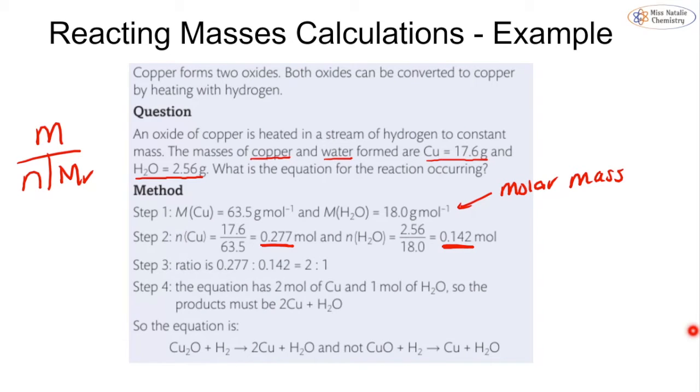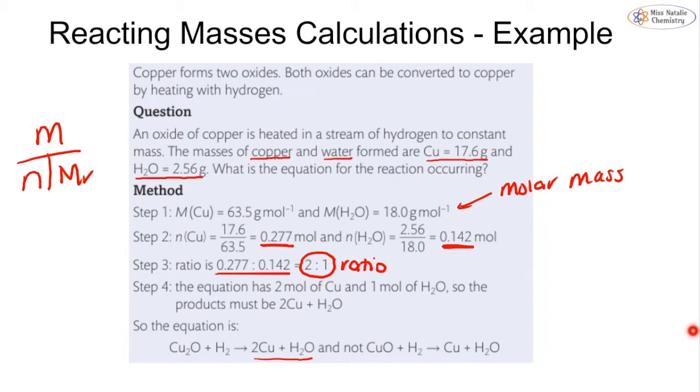Then I do a modified version of step 3. I this time use those number of moles to work out my ratio. And 0.277 to 0.142 is a ratio of 2 to 1. So that means that the equation has 2 moles of copper and 1 mole of water. So that must mean that my products are 2 moles of copper and 1 mole of water. Therefore, working backwards, it's reacting with hydrogen, and my compound must be Cu2O because that gives me my 2 to 1 ratio of my products.